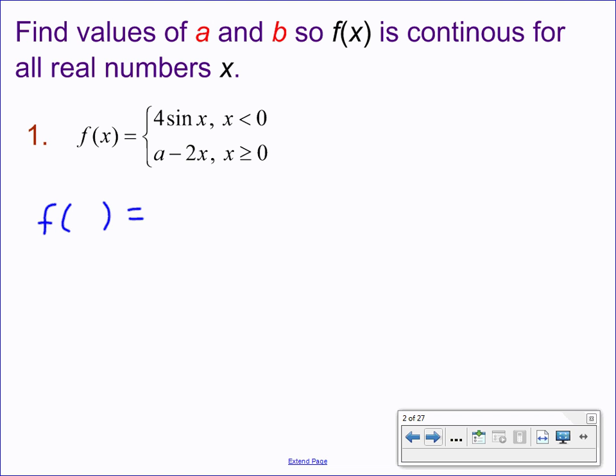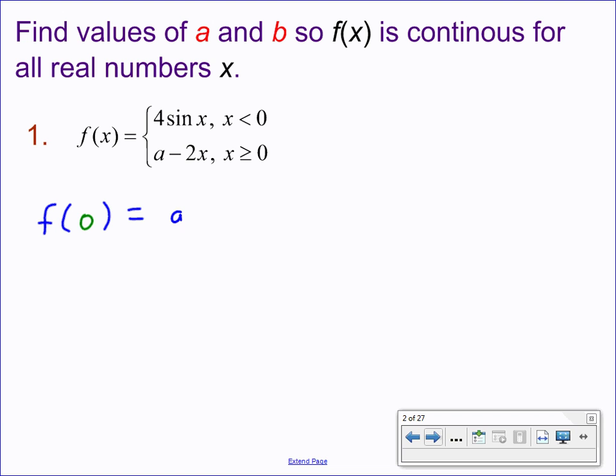Which definition will I use, top or bottom, to find the value of the function at x equals 0? Brendan? The top when x equals 0? Oh, no, the bottom, sorry. Just because of the or equal to versus the strictly. Absolutely good. And so I'm going to go into that bottom definition, right? When x equals 0, I evaluate, and it looks like it gives me a, right? Doesn't a minus 2 times 0 equal a?